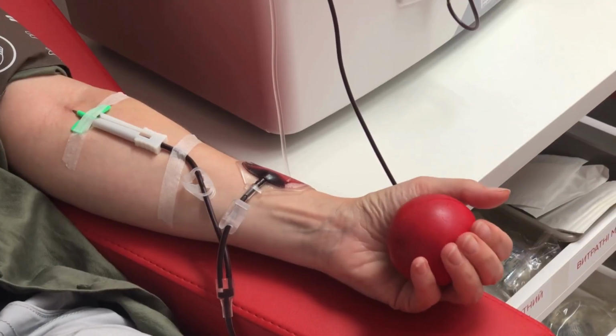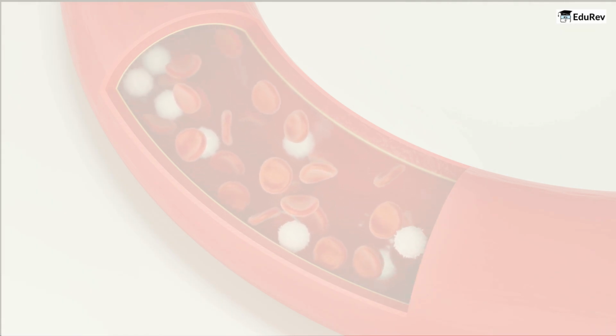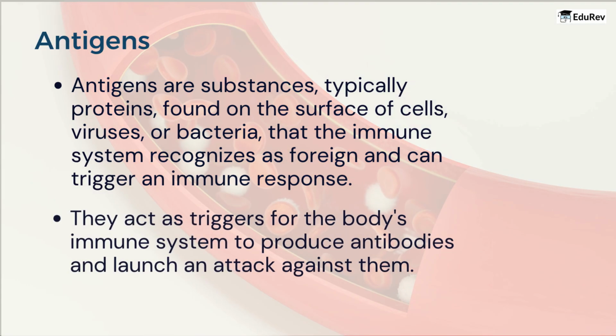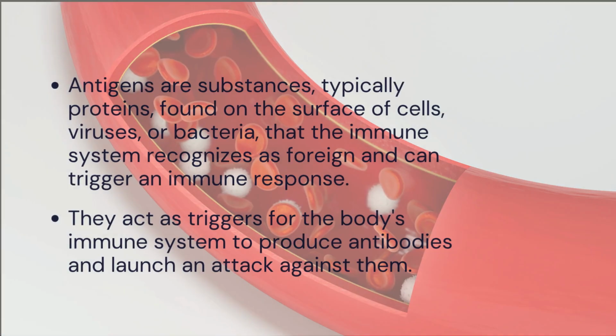Let's now study blood groups. But before we dive into the specifics, let's first discuss antigens and antibodies. Antigens are substances, typically proteins, found on the surface of cells, viruses, or bacteria that the immune system recognizes as foreign and can trigger an immune response. They act as triggers for the body's immune system to produce antibodies and launch an attack against them.